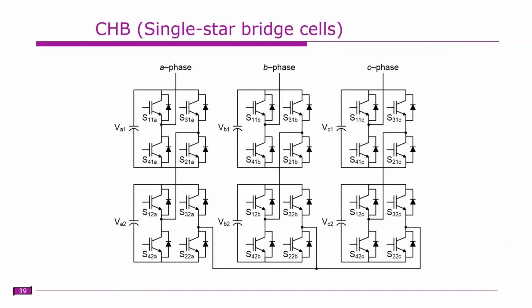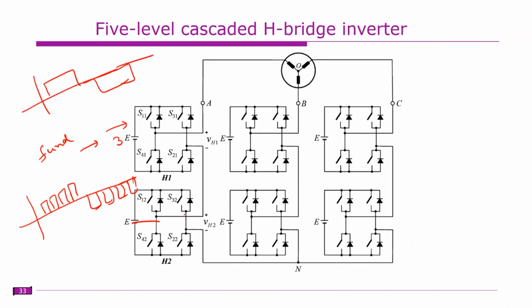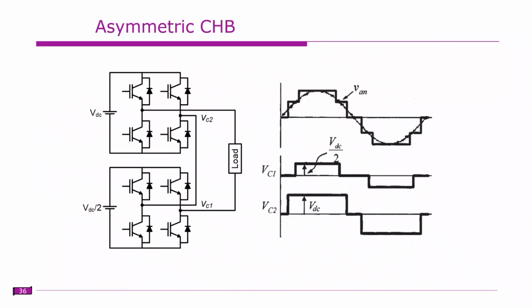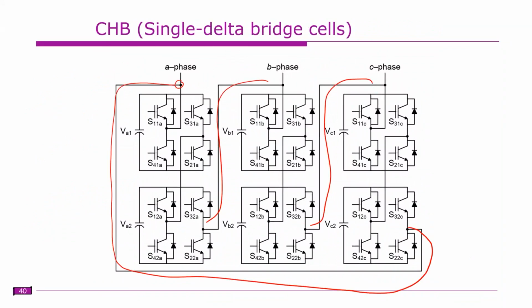If we connect in star, this is the star connected H bridges. Similarly, we can connect this in delta. Here there is no neutral point. If you notice, this point is coming from C phase, similarly this is coming from here and this is coming here. So it is forming a delta connection.